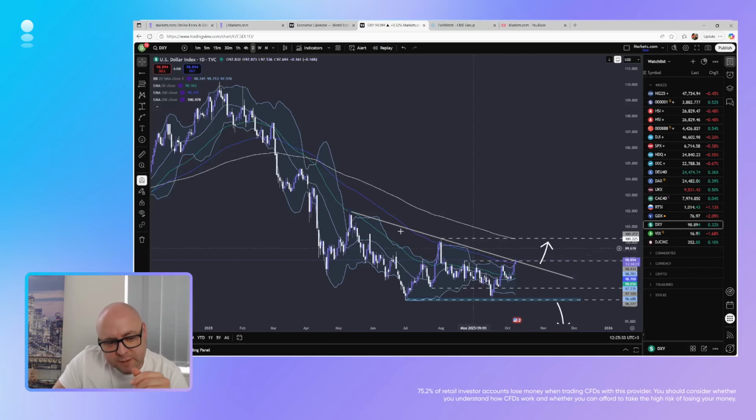So in a way, we're forming something of a descending triangle pattern, which theoretically should be a bearish indication. However, look, we moved away from it. We're now flirting with the upper side of it, and in a way, there could be a breakout higher here.